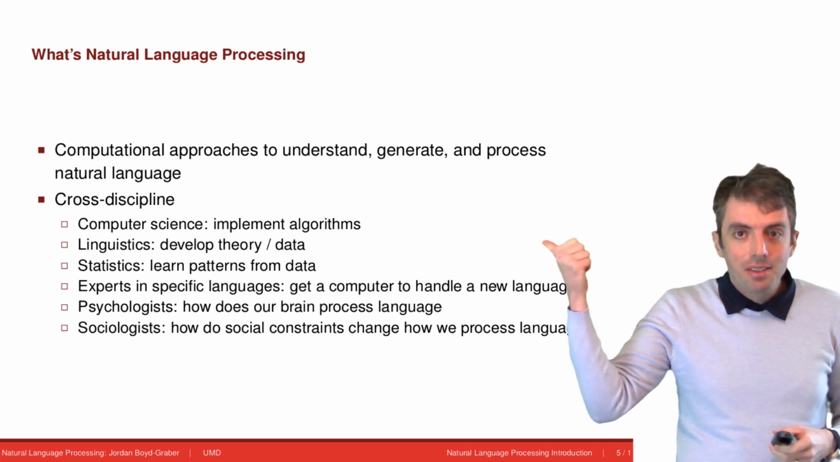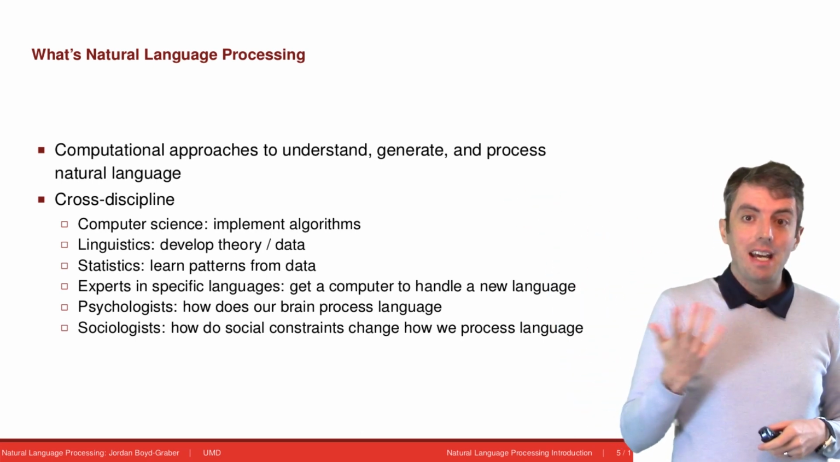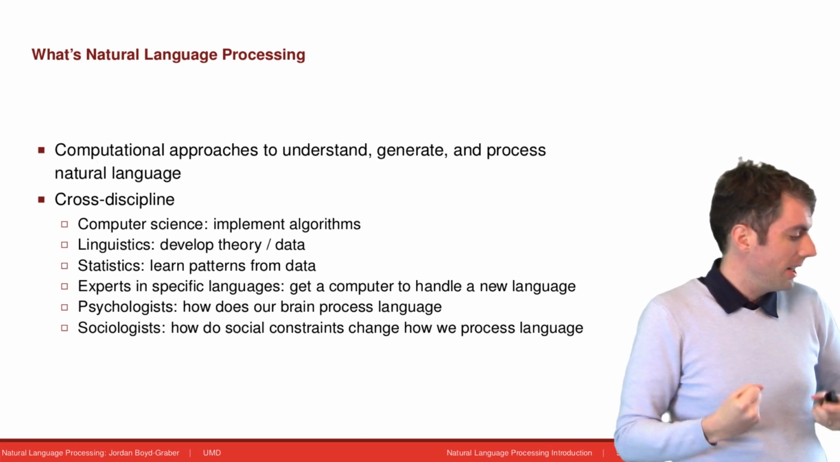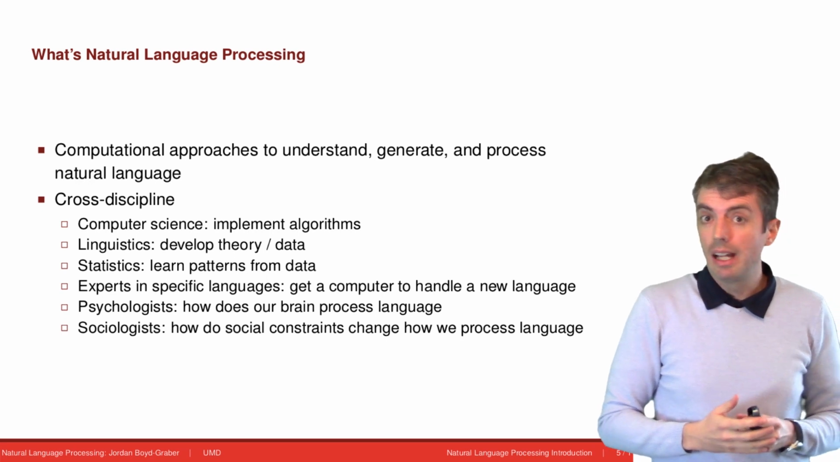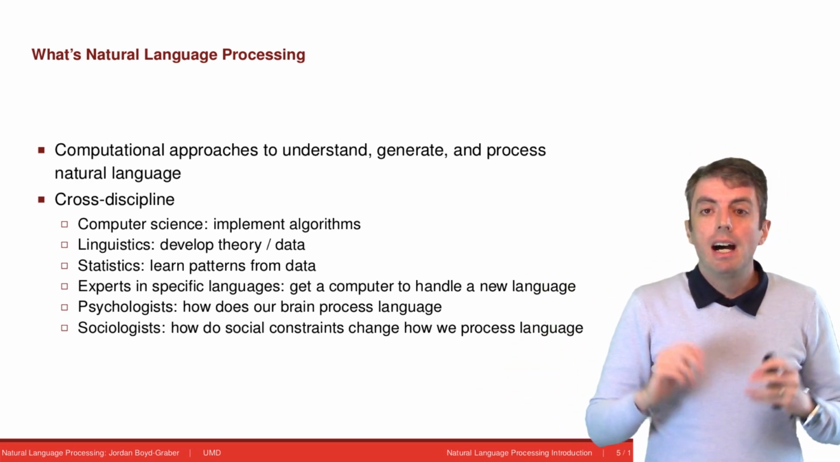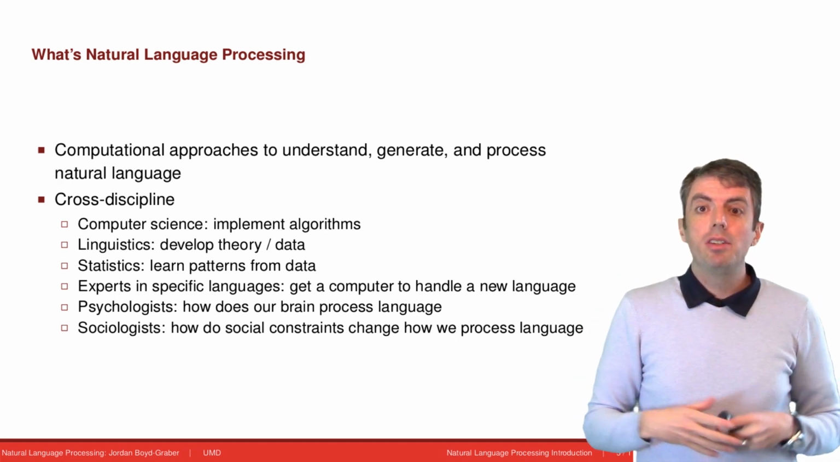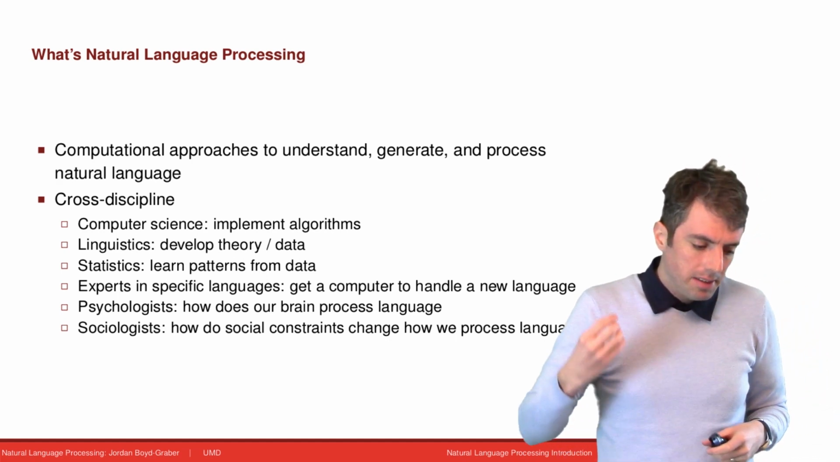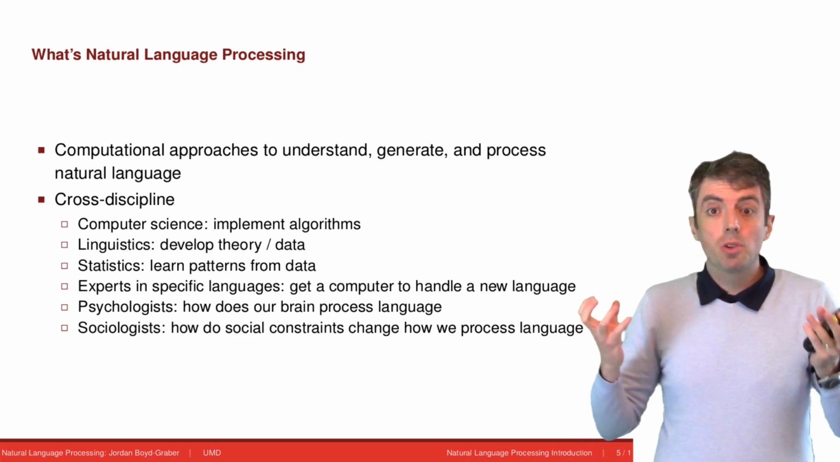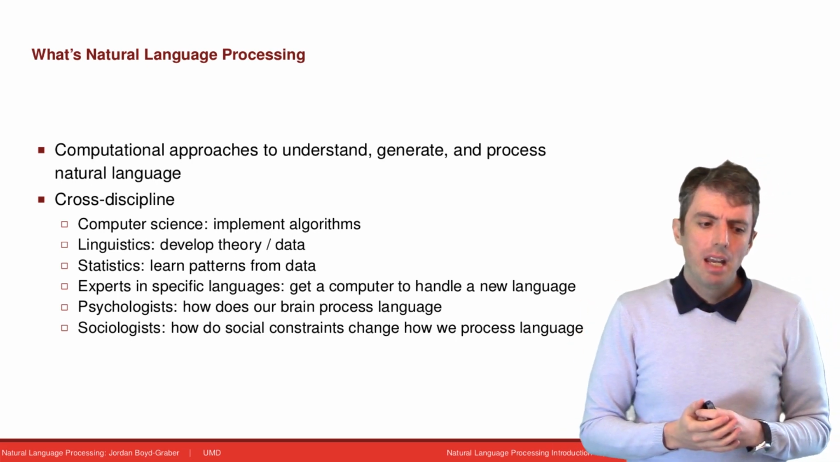So here's what I would say is the definition of natural language processing. Getting computers to understand, comprehend, process, and generate natural language. And natural language could be English, Chinese, German, a language that is spoken by human beings. And natural language processing is a very interesting field because it's intrinsically cross-disciplinary.